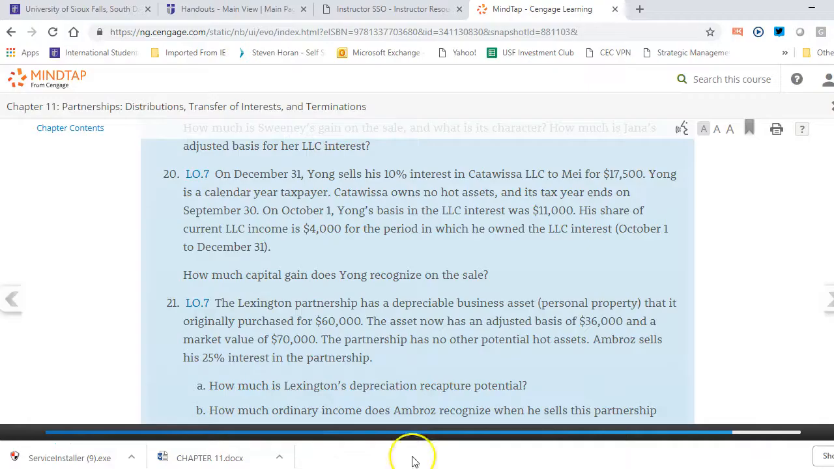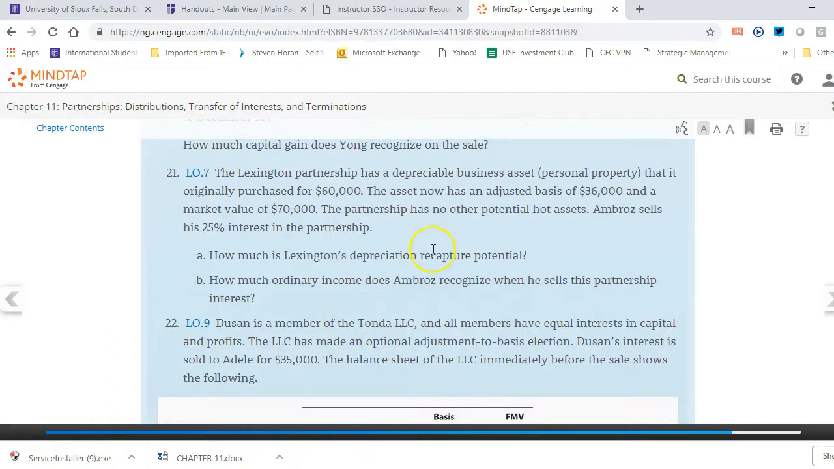Question 21 is right here. Lexington Partnership has a depreciable business asset, personal property, that it purchased for $60. It now has an adjusted basis of $36 and a market value of $70. The partnership has no other potential hot assets. Ambrose sells his 25% interest in the partnership. How much is Lexington's depreciation recapture potential? How much ordinary income does Ambrose recognize when he sells his partnership interest?